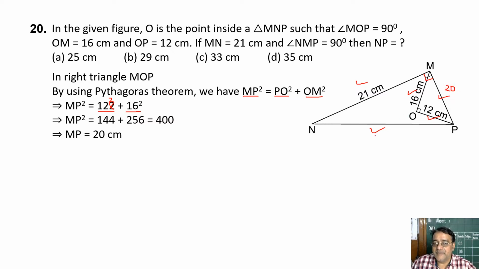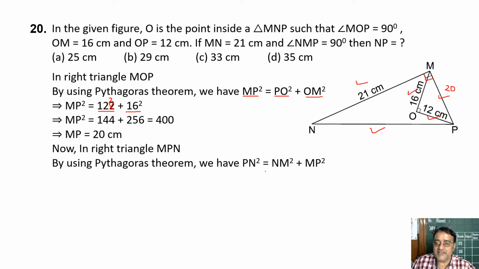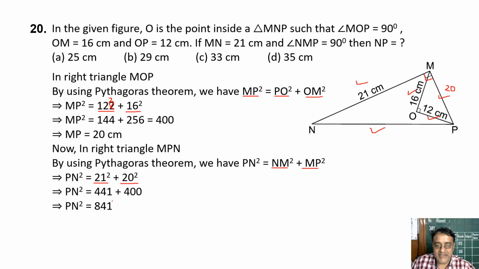Okay, अभी NP निकालेंगे पाइथागोरस थ्योरम से, कौन से ट्रायंगल में? Triangle MNP. Very good. In right triangle MPN, again by Pythagoras theorem, we are going to get PN square is equals to NM square plus MP square. Now this is 21 is given and this we got 20. So 21 square is 441 and 20 square is 400. So we'll get 841. 841 का square root? 29. Very good. So which option is the correct one? Option B, right.